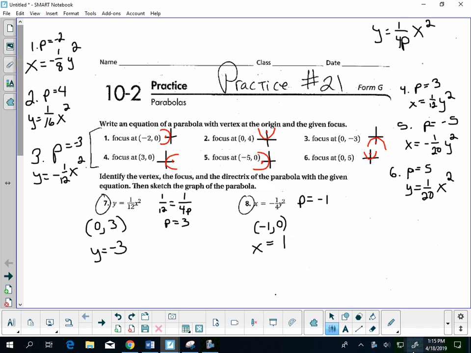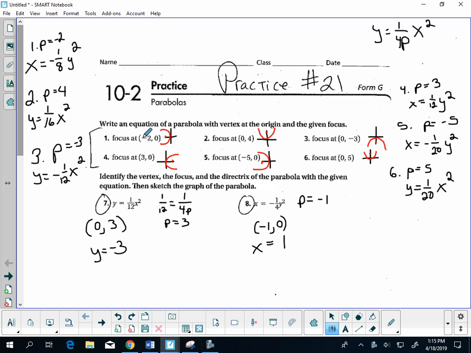All right, here are the worked out solutions for practice number 21, and I'm going to say this right away. I worked these out very quickly, so I'm hoping that I did not make any mistakes. I'm going to talk you through the process.